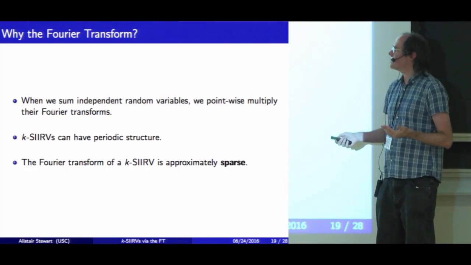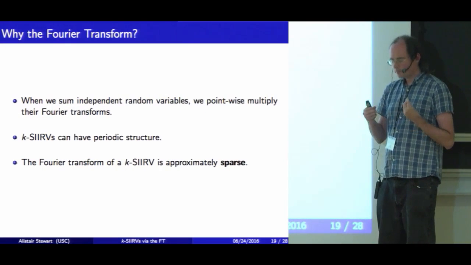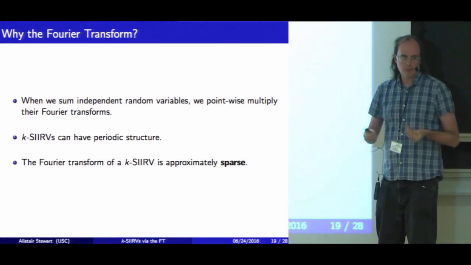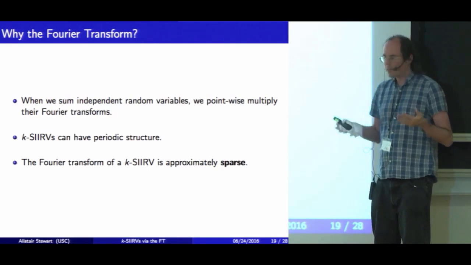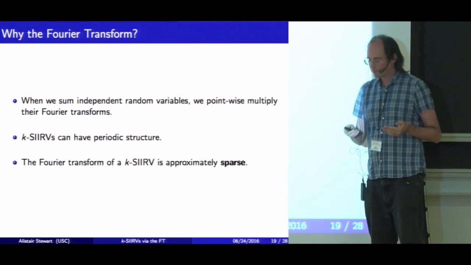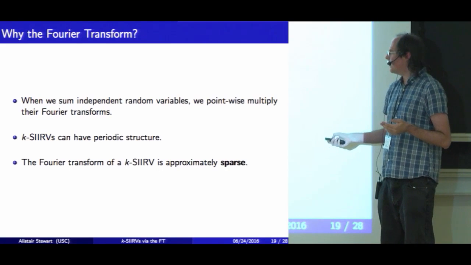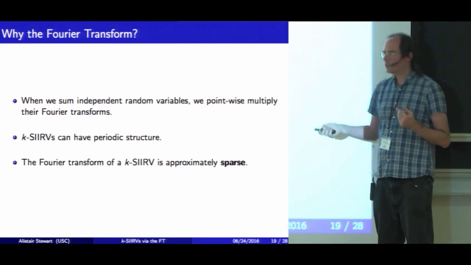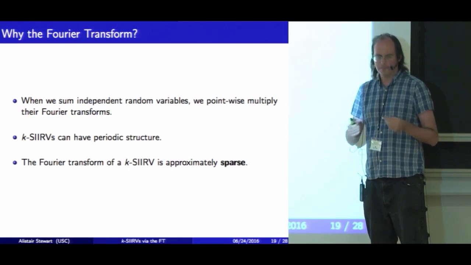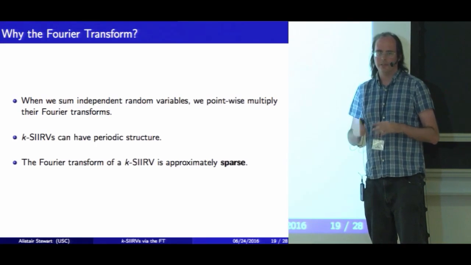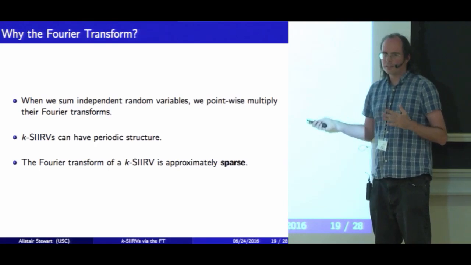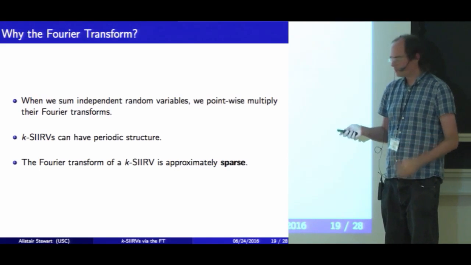And why the Fourier transform? Well, when we sum independent random variables, we point-wise multiply their Fourier transforms. This means that if we add more random variables, the Fourier transform gets smaller. And in particular, this means that the Fourier transform of a k-SIIRV is approximately sparse. k-SIIRVs can also have a periodic structure, which caused difficulties in previous approaches. And this shows up very simply in the Fourier transform.